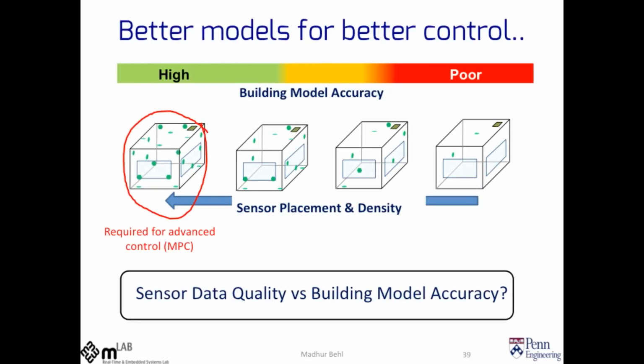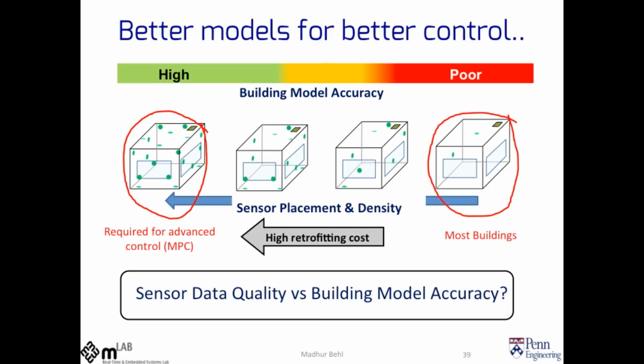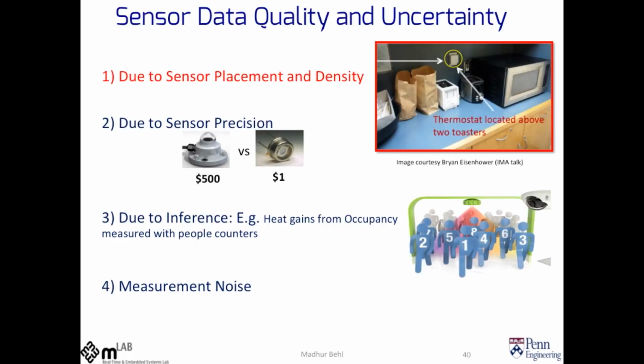So we know now that any advanced algorithm will require a model of very high accuracy, which in turn requires you to have a lot of data and a lot of measurements from the building in order to tune that model. So the first thing we want to analyze is really how the quality of sensor data affects the model accuracy that you learn from that data. And sensor data can vary for many reasons. One of them is that the sensor placement and density can affect the measurement quality of the thing that you're trying to measure using the sensor.